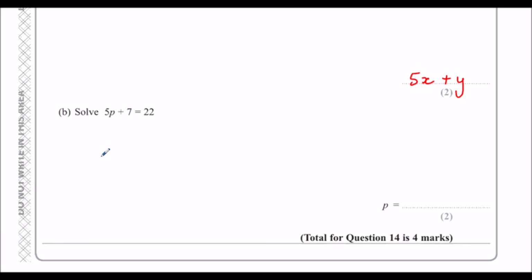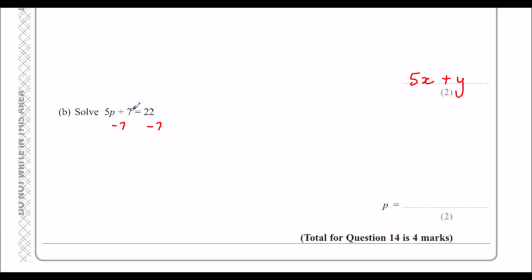And we can take 7 away from both sides. Whatever you do to one side of the equation, you have to do to the other side of the equation to make it still work. So to the left side of the equal sign, take away 7, and to the right side of the equal sign, take away 7 as well.